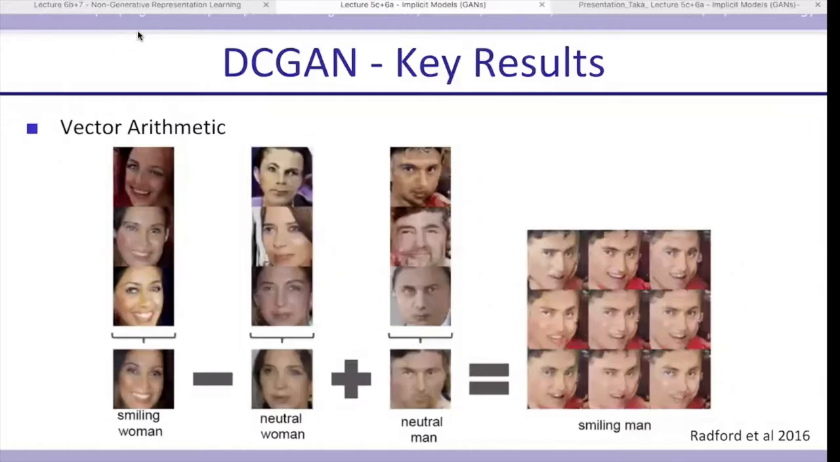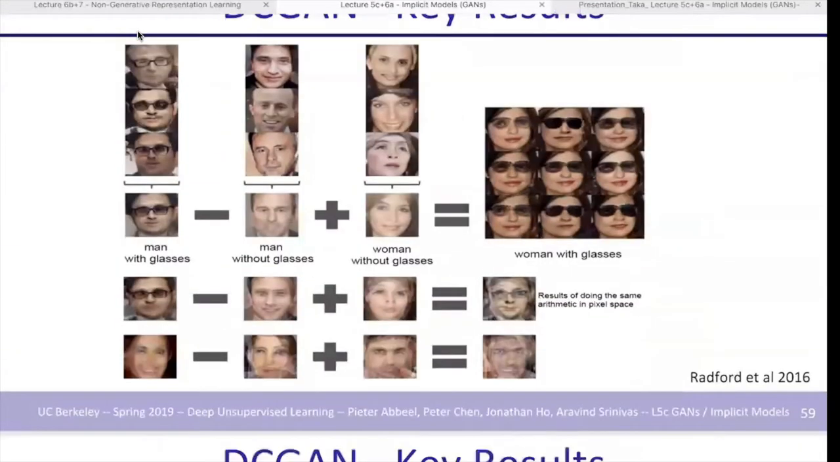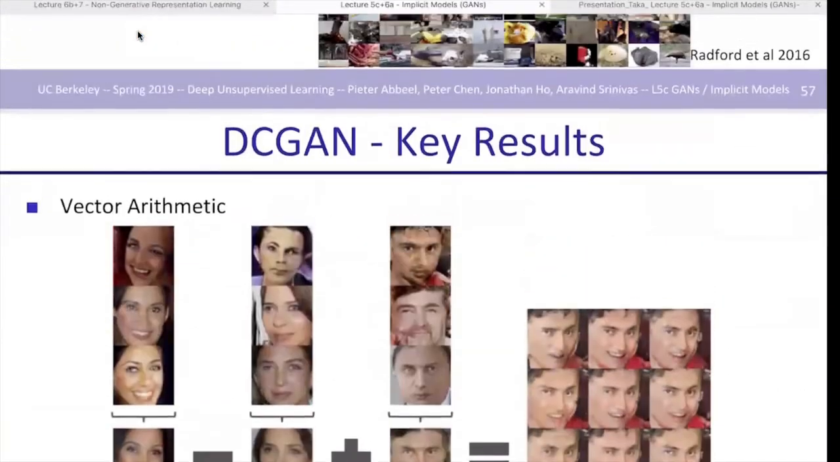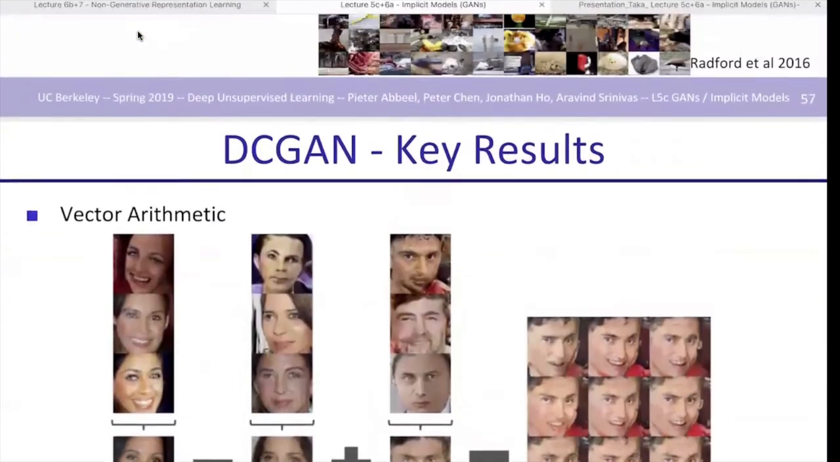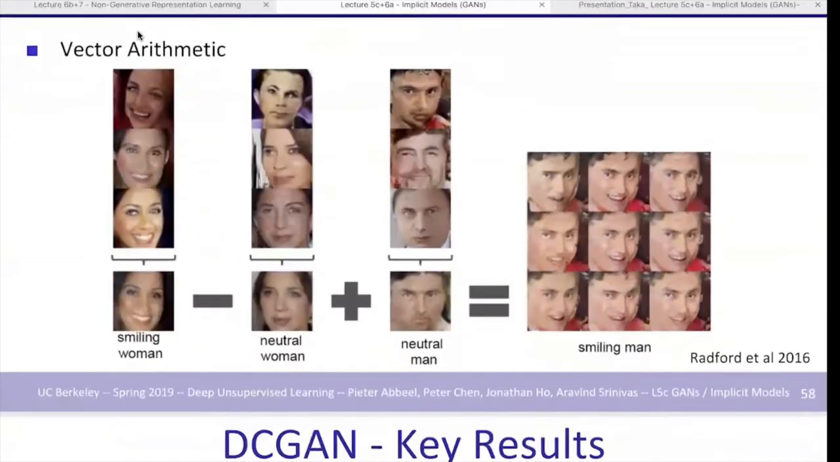That is the smiling man and the neutral woman, and the smiling woman. If you take the smiling woman, subtract the neutral woman, and add the man, you can get a smiling man. It's what the VAE can do also. Just a smiling woman to smiling man transformation.